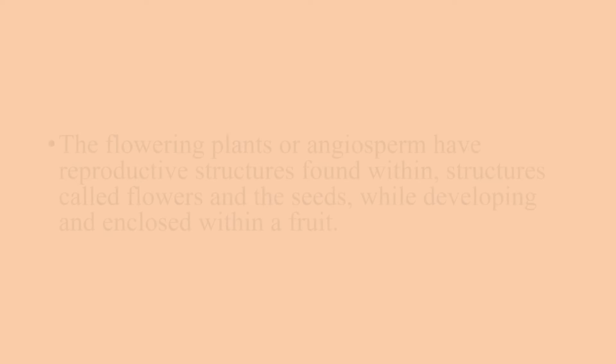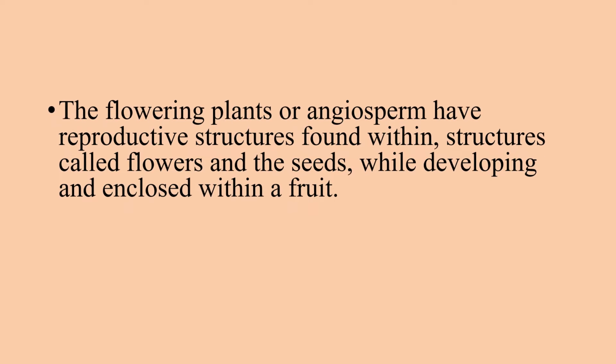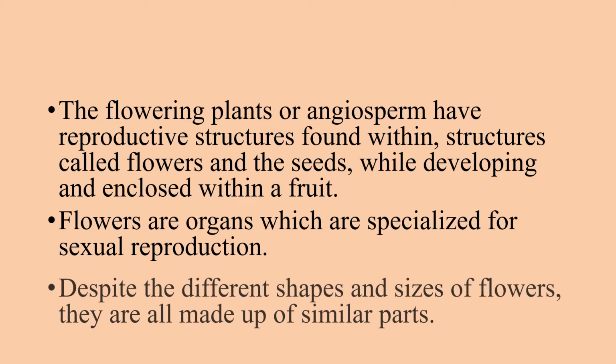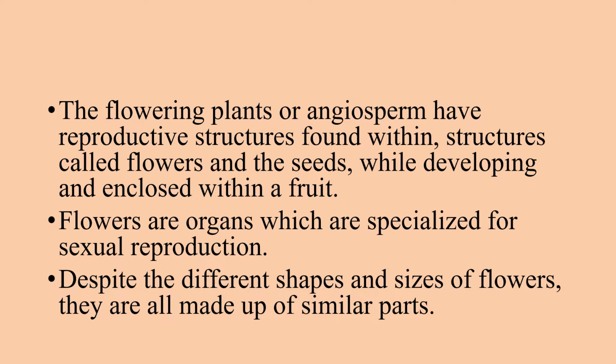The flowering plants or angiosperms have reproductive structures called flowers, and the seeds, while developing, are enclosed within a fruit. Flowers are organs which are specialized for sexual reproduction. Despite the different shapes and sizes of flowers, they are all made up of similar parts.